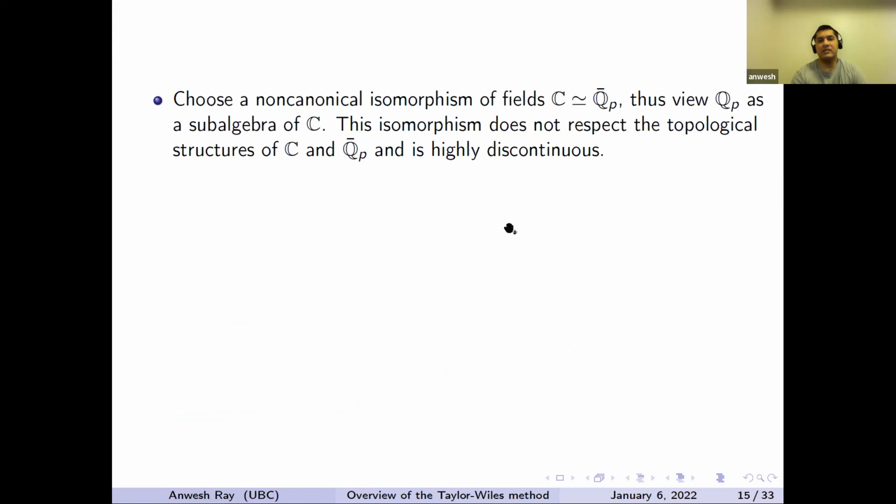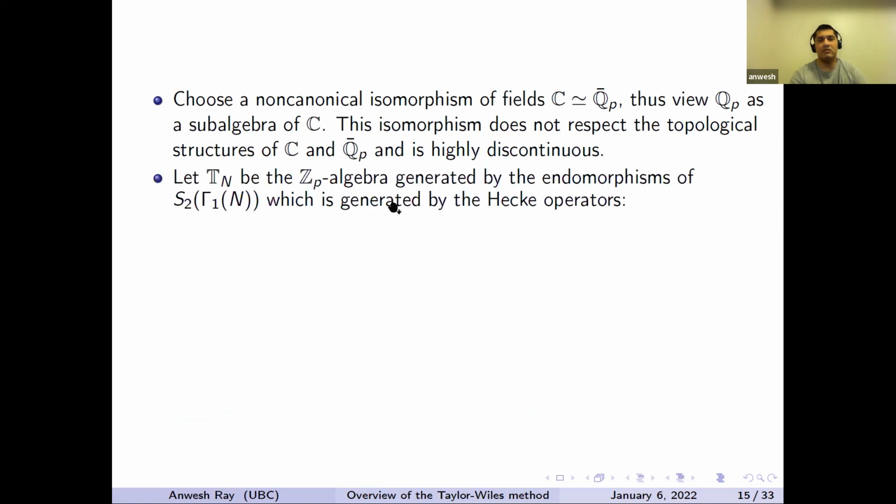So what we do here is we fix an isomorphism between the complex numbers and Q_p bar. Such an isomorphism is extremely discontinuous, but we fix one such isomorphism. And when we fix an isomorphism, we can view Q_p bar as a subalgebra of C.